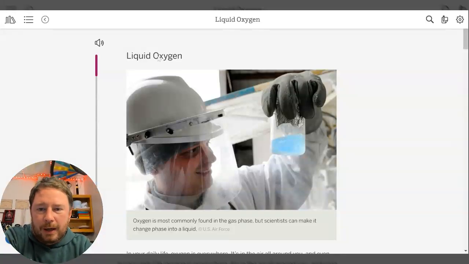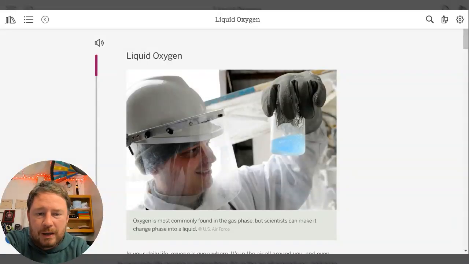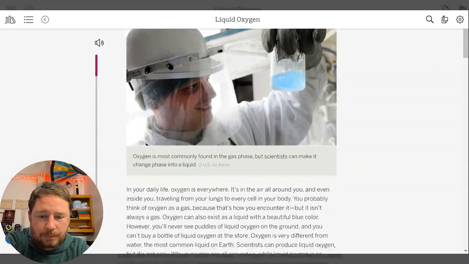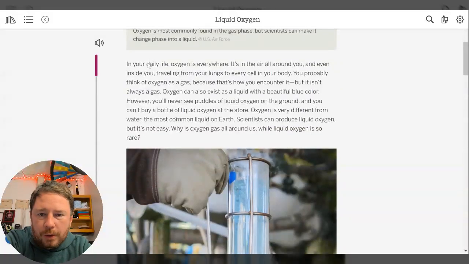So, liquid oxygen. The caption of this picture says oxygen is most commonly found in the gas phase, but scientists can make it change phase into a liquid. In your daily life, oxygen is everywhere. It's in the air all around you and even inside you, traveling from your lungs to every cell in your body. You probably think of oxygen as a gas because that's how you encounter it, but it isn't always a gas. Oxygen can also exist as a liquid with a beautiful blue color.